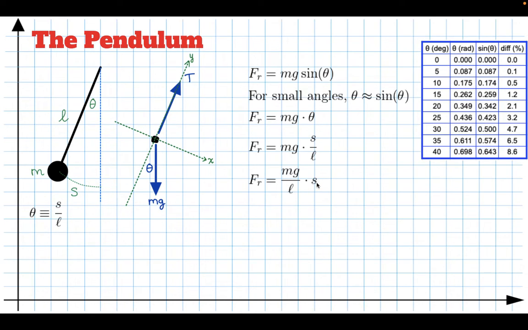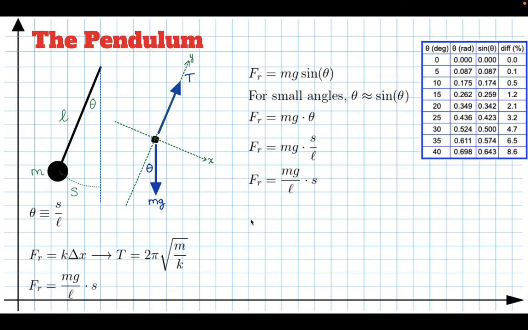So what we found is that the restoring force acting on a pendulum is equal to mg over L times the distance it is displaced from equilibrium. S is how far it is displaced from equilibrium. So let's go back and revisit the spring. Remember, the restoring force is equal to k times delta x, where delta x is the distance it's displaced from equilibrium. And when that happens, the period is 2 pi times the square root of m over k.